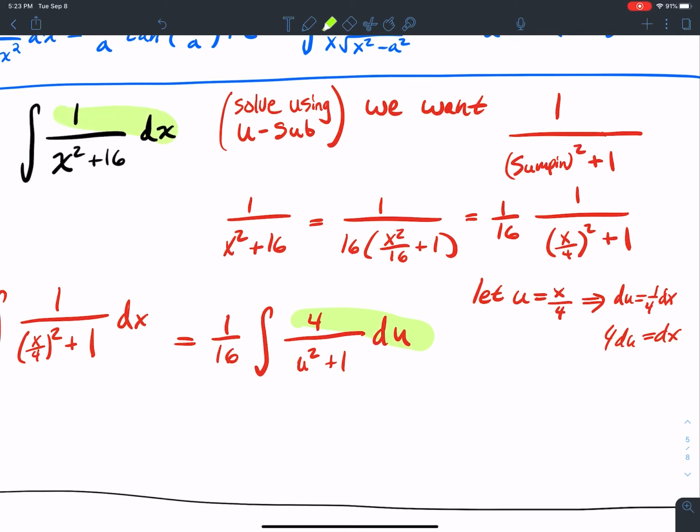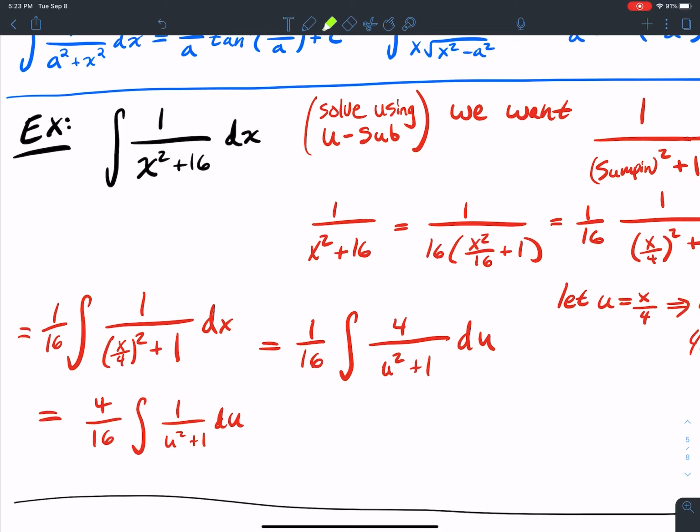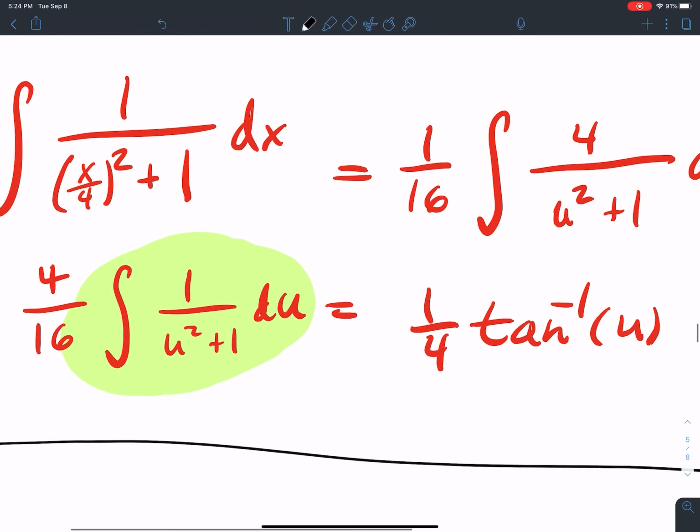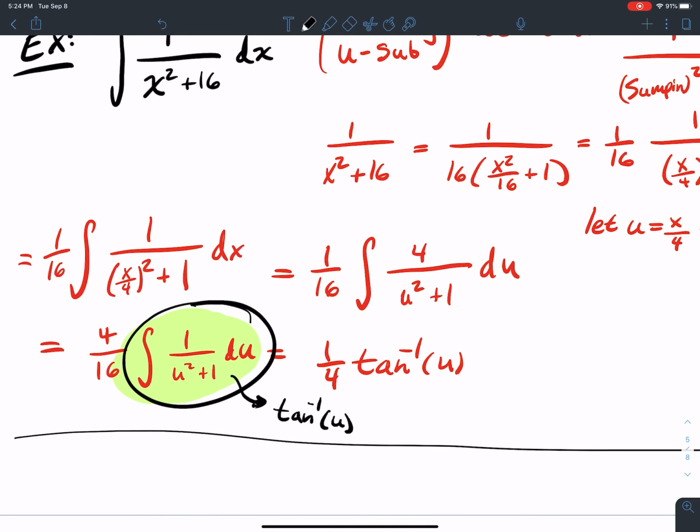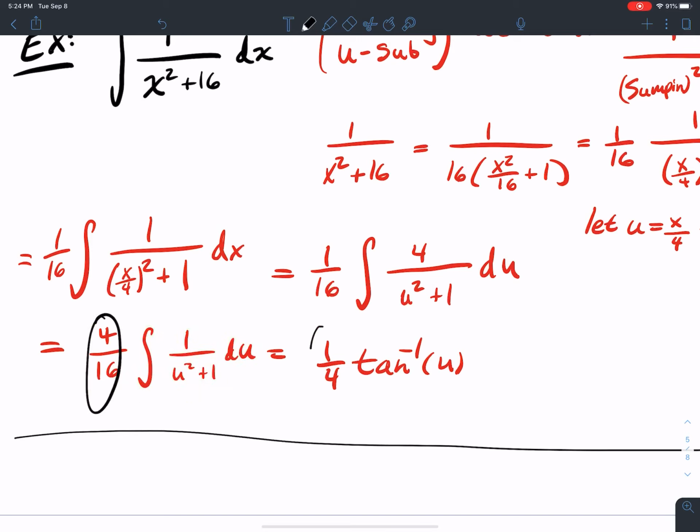So now I'm ready to pull this 4 out front. Now if I pull the 4 out front, I get 4 over 16, okay, which is 1/4. So this is 1/4 the integral of 1 over u squared plus 1, which is the definition of arctangent inverse of u. Okay, so now once we get it into this form here, we can just write it out. So this is 1/4 here, and then this here is the arctangent of u plus c.